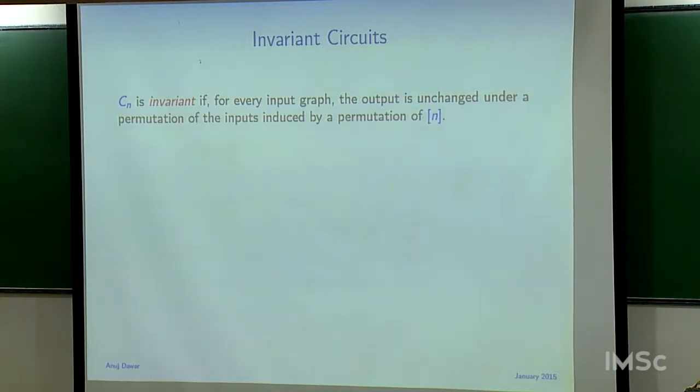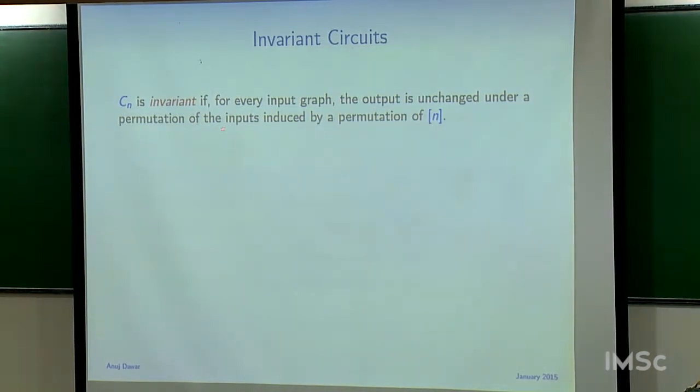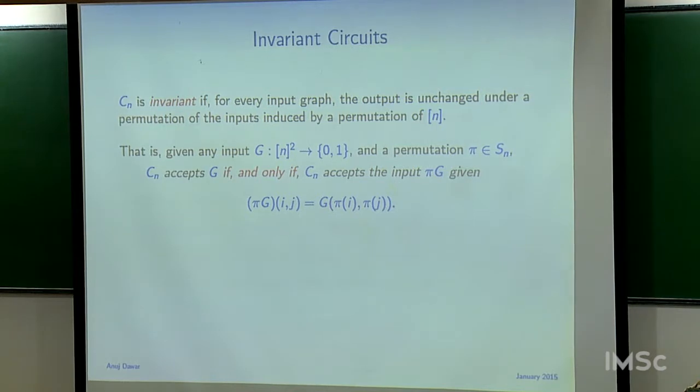Now, what's the symmetry condition? I'll call a circuit invariant. Now I say Cn is invariant, but really this is a condition on the Boolean function computed by Cn. If you take any input graph and you permute the vertices of the graph, the output should be unchanged. This is not the same as saying that the Boolean function is symmetric in the usual sense, because we're not allowing an arbitrary permutation of the inputs. We're only allowing permutations corresponding to permutations of the vertices, which means though there are n squared inputs, the permutations we consider are generated by permutations of n.